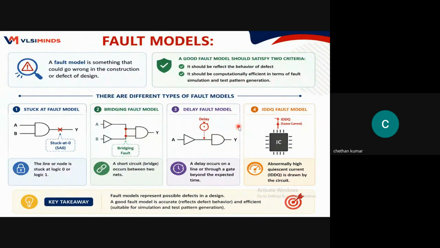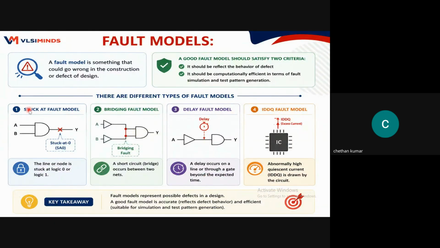A good fault model should satisfy two criteria. It should be able to reflect the behavior of that defect; whatever model we choose, we should be able to identify that defect. And it should be computationally efficient, meaning the behavior of that particular fault should get detected using pattern generation and simulation. There are four different fault models: stuck-at fault model, bridging fault model, delay fault model, and IDDQ fault model. We mainly concentrate on the stuck-at fault model and the delay fault model.